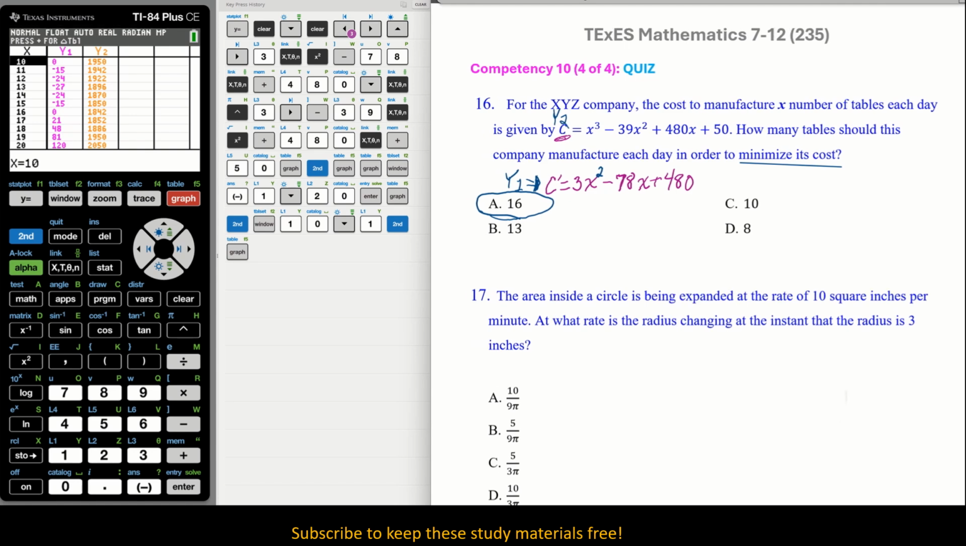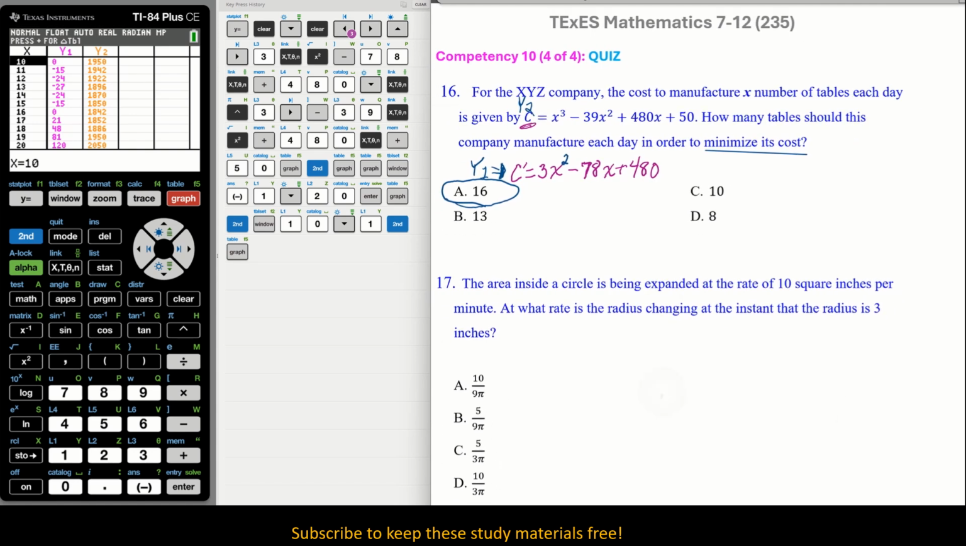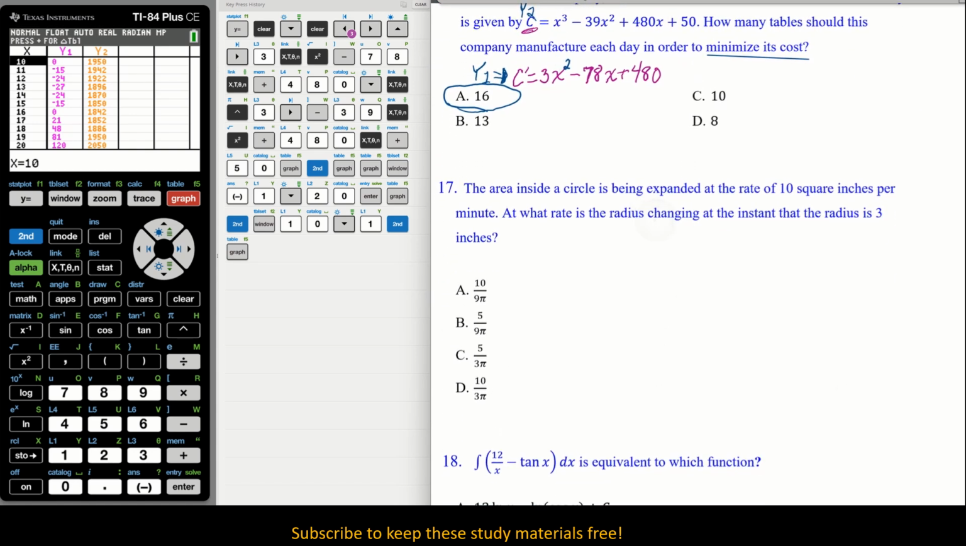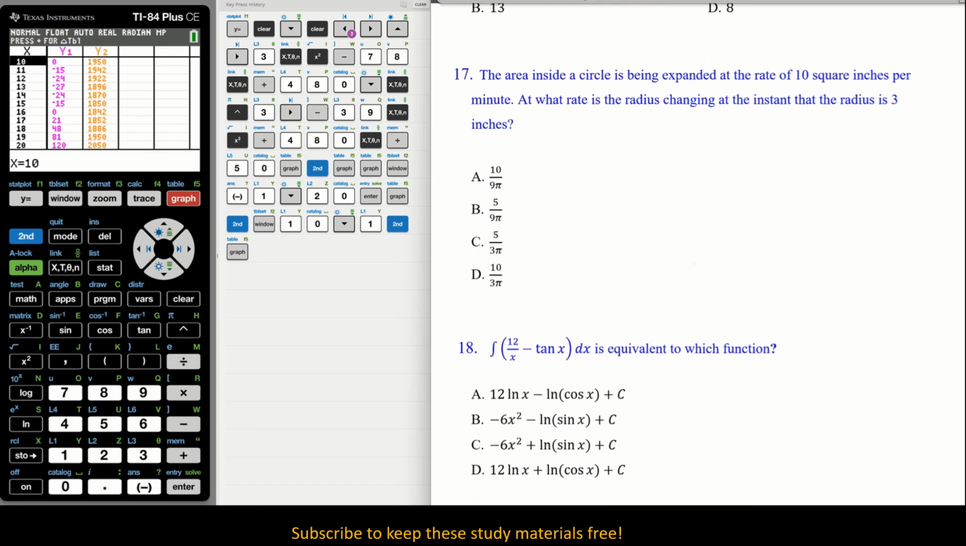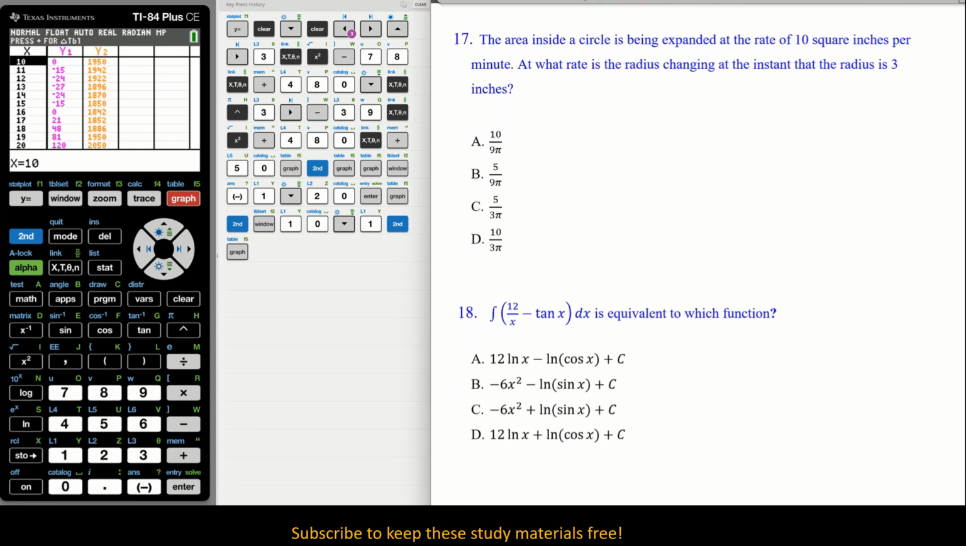Okay, so let's go to number 17. I'm trying to move this best I can. There it is. The area inside a circle is being expanded at a rate of 10 square inches per minute. One thing we need to note is this is a rate.